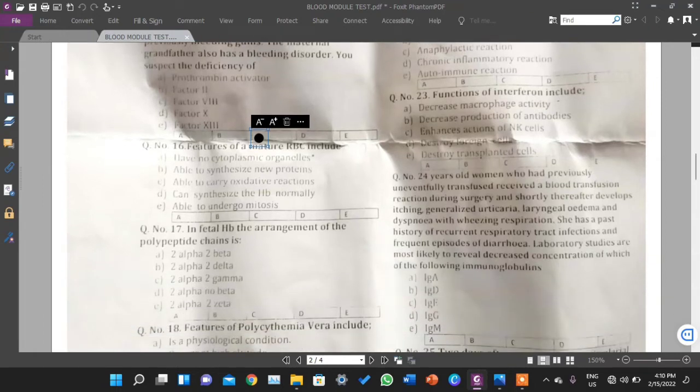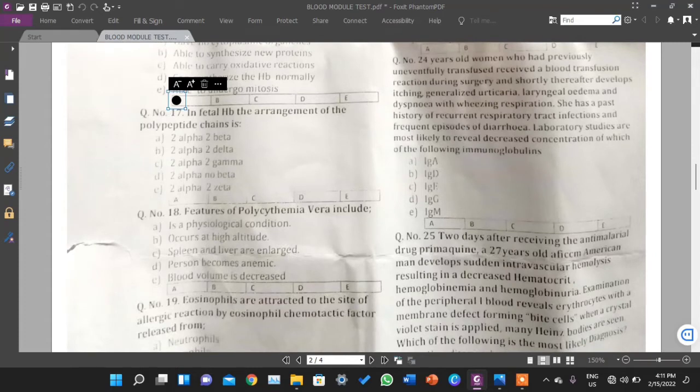Now question number 16, features of mature RBC include: they have no cytoplasmic organelles, able to synthesize new proteins, able to carry out oxidative reactions, can synthesize hemoglobin normally, able to undergo mitosis. So as we all know, the RBCs don't have any organelles in their cytoplasm. So it's going to be answer A.